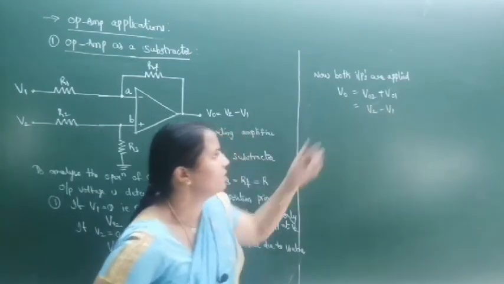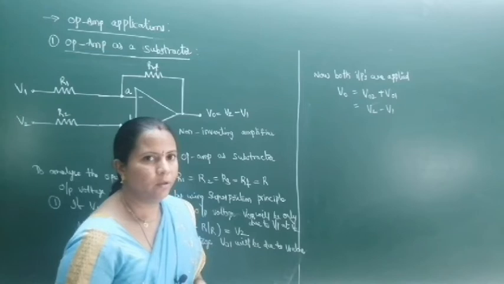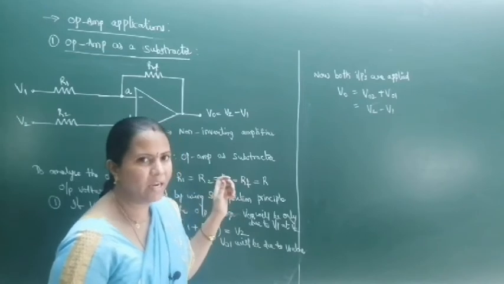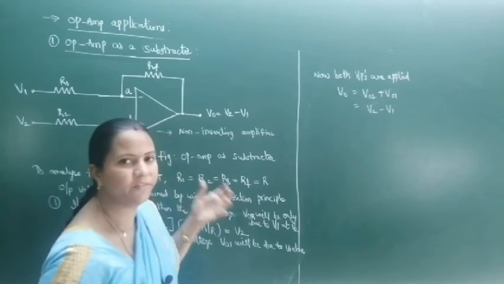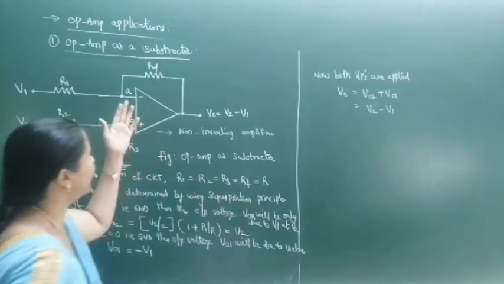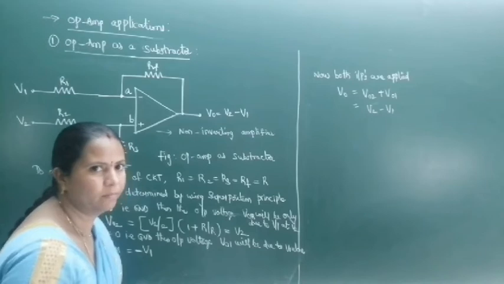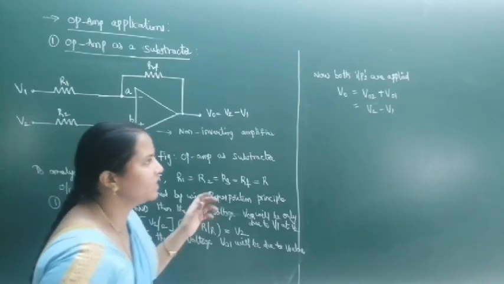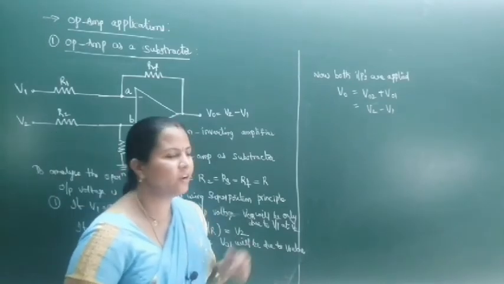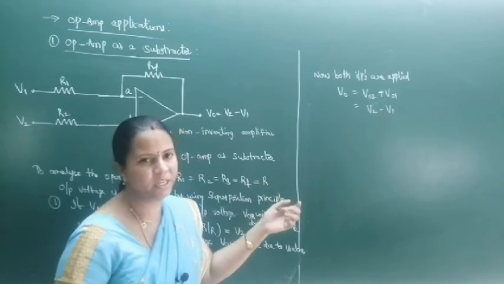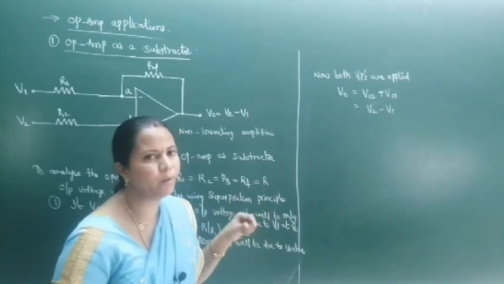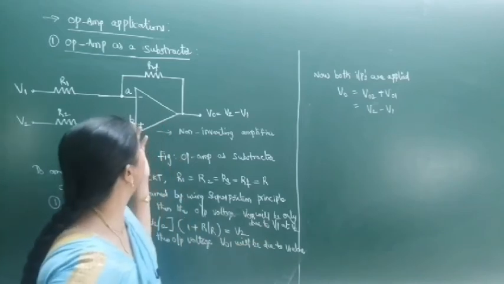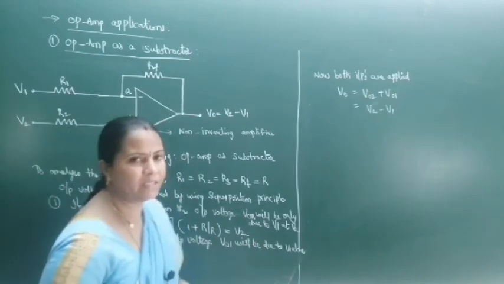So here the op amp acts as a difference amplifier. Okay? Or it acts as a subtractor. Here the output voltage is equal to the difference between the two input signals V2 and V1. So output voltage V0 equal to V2 minus V1. So like this the op amp acts as a subtractor.